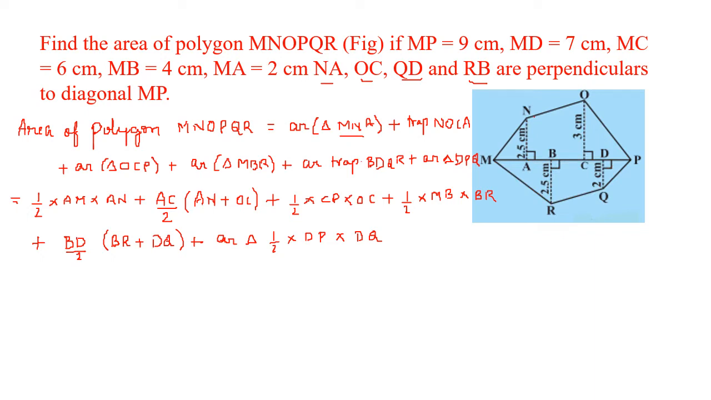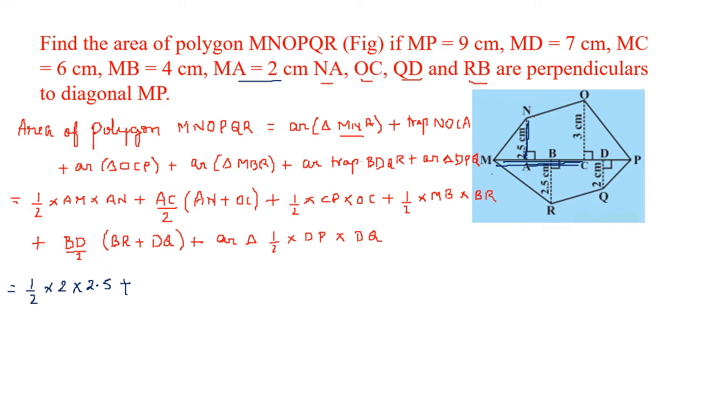Now let us put down the values. So we have half into AM. AM is given, MA is given 2, so AM is 2, into AN. AN is given in the figure as 2.5, so into 2.5 plus AC. Now is AC given to us? AC is not given to us. How can we find AC?